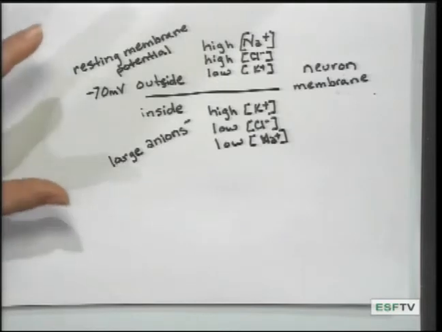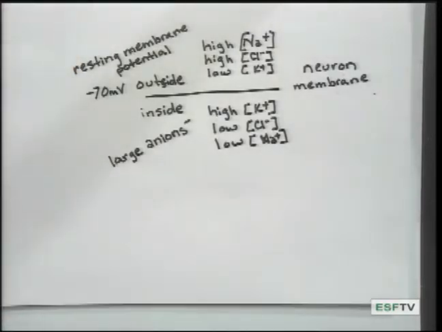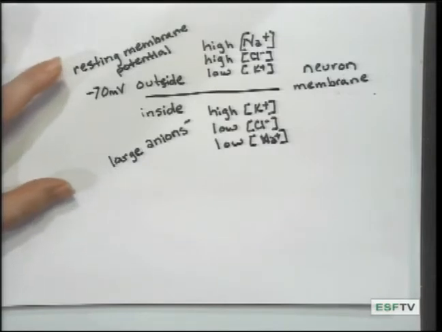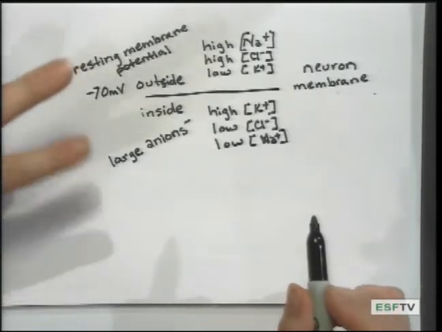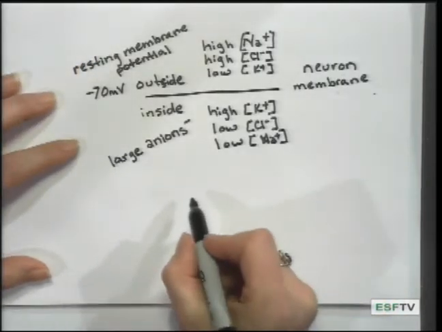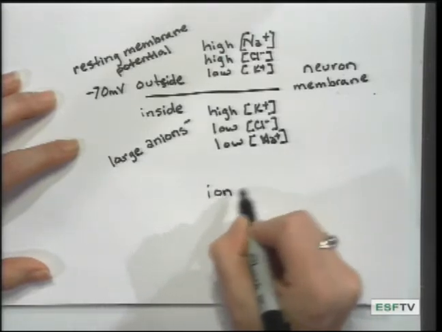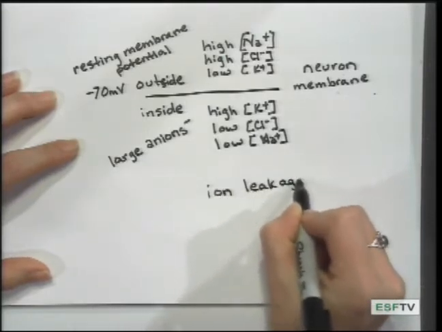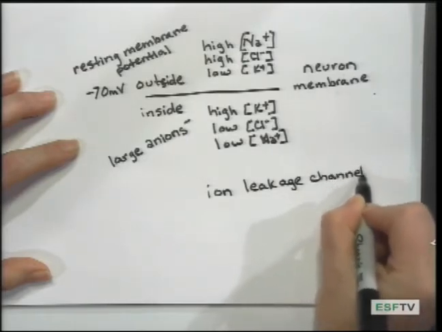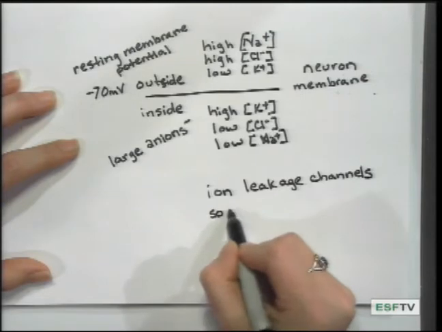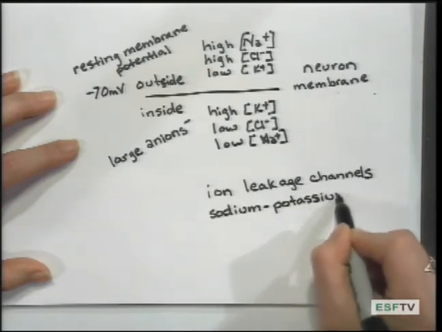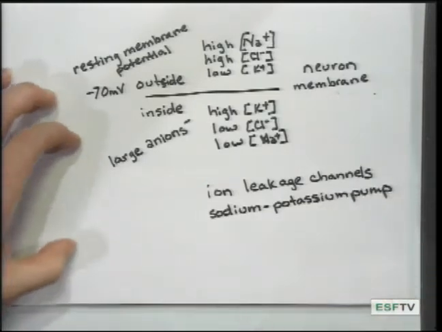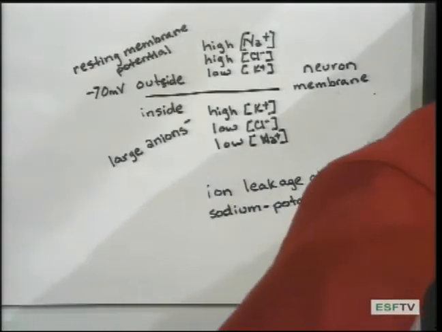Okay, and these concentration gradients, as well as the resting membrane potential, are held in that range by two mechanisms. The two mechanisms are ion leakage channels and a sodium-potassium pump. And let's take a look at that within the textbook.